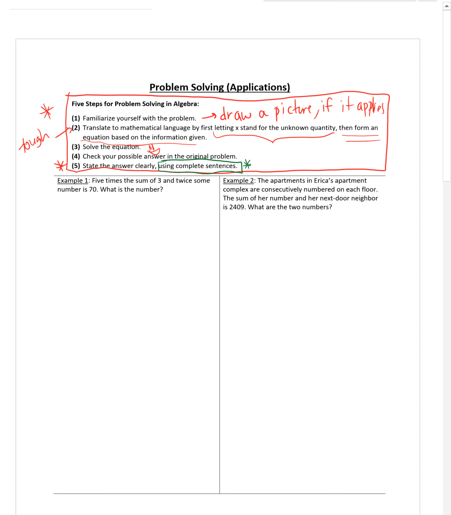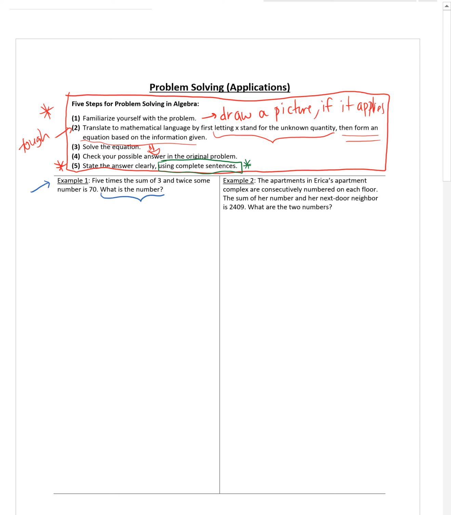All right. I guess we might as well jump in here. So let's see. The first example, what do we have here? It says 5 times the sum. And as I'm reading it, I'm keeping in mind, I remember sum means add. So something's adding. 5 times the sum of, so I guess the things that are adding are going to follow the word of. 3, okay, and twice some number is 70. What is the number? Okay, there's a lot to take in there, but I think everything makes sense. All the words, I kind of know what they mean and everything.